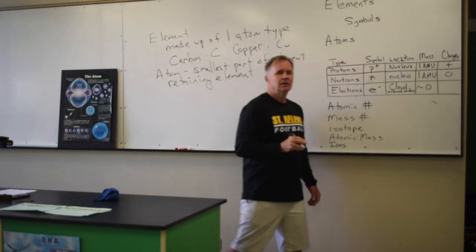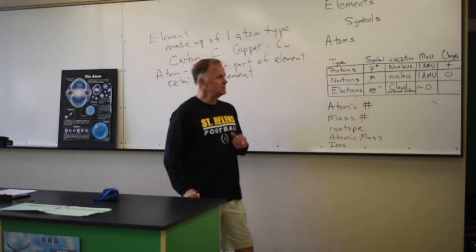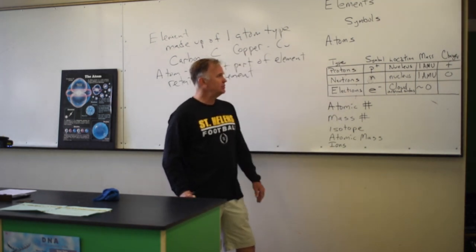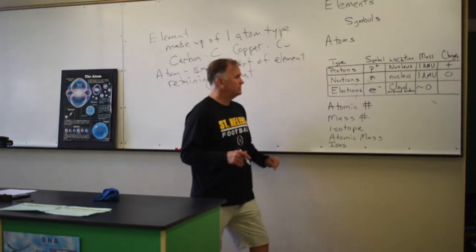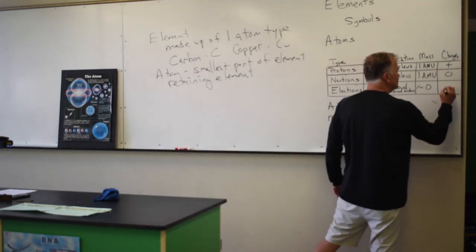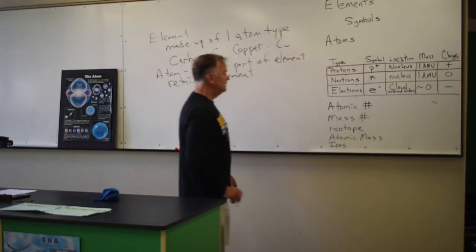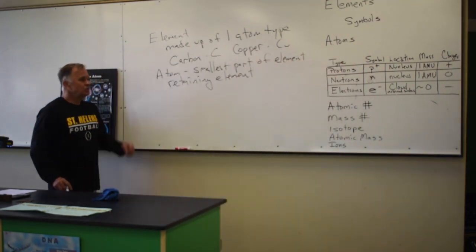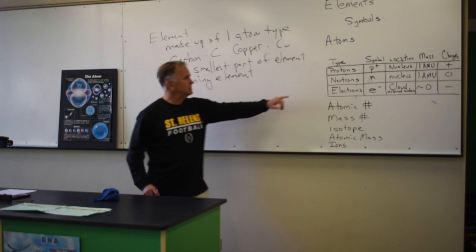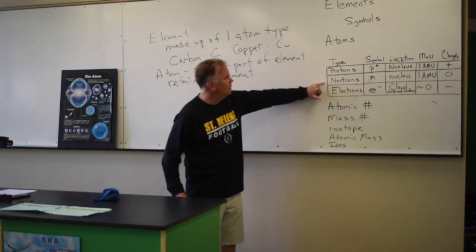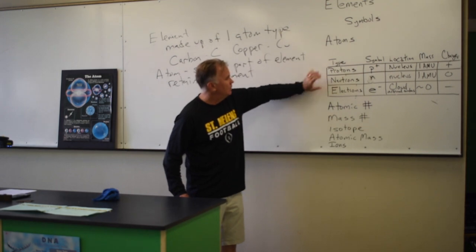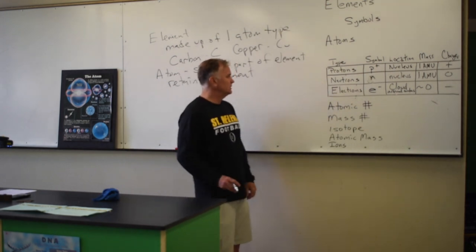It's actually about 1,840 times less than an atomic mass unit. But for figuring out mass for atoms, we don't even worry. It's too small. Of course, the charge is a minus. So those are called subatomic particles. Protons and neutrons are actually made up of particles smaller than those, but we'll get into that when we study the nucleus.